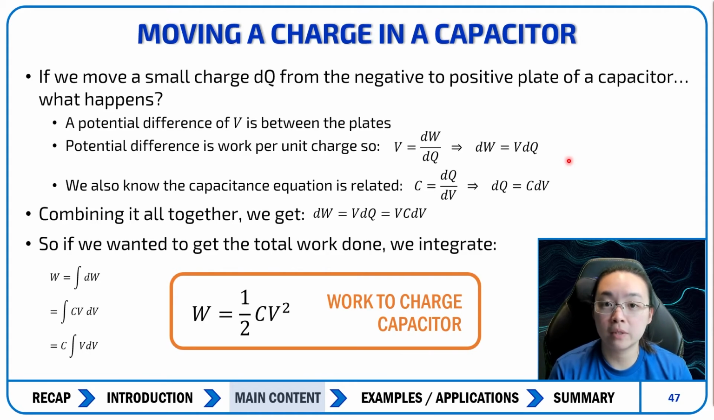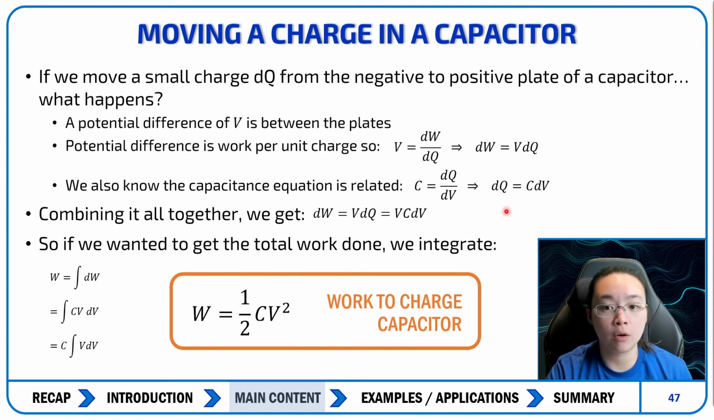Now we have work, potential, charge. We haven't looked at capacitance, but we know capacitance is equal to Q over V. We have a Q and we have a V over here. So that means C is equal to dQ over dV. We can rearrange this to get dQ equals C dV. Now, we have dQ here, and we have dQ over here, so this can replace the dQ here. So we have dW equals VC dV.